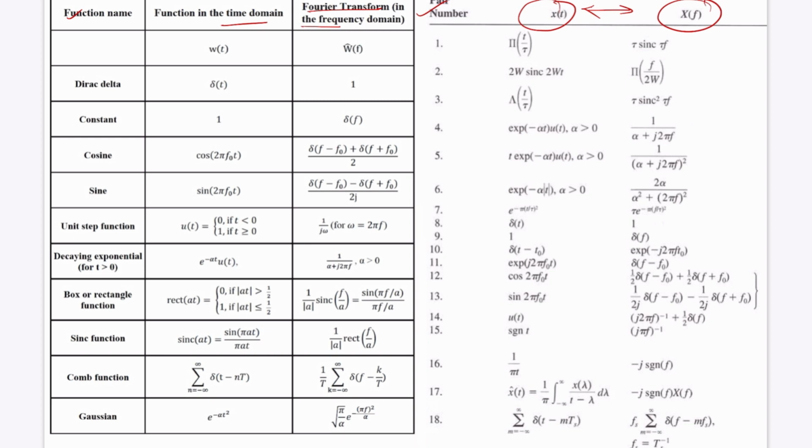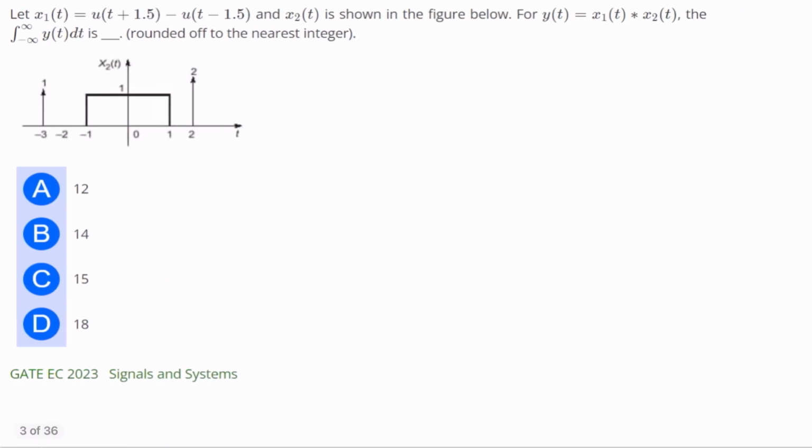Now, we won't be focusing on the theory part much because in this series we are focusing on the previous year GATE questions. These tables and the properties and everything we can always learn with the theory. But now, solving the numericals. So this is your first question.